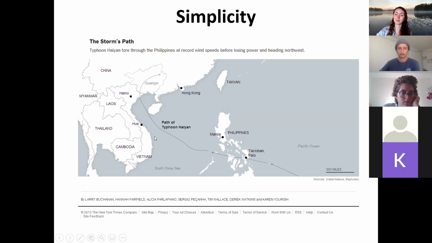Another important thing to keep in mind on your maps is simplicity. So take a look at this map and let me know what you think.